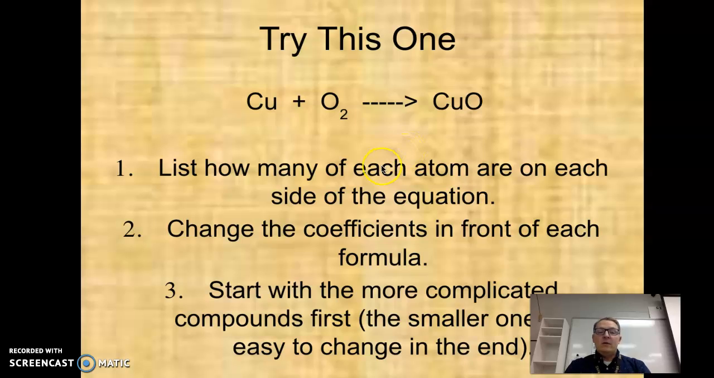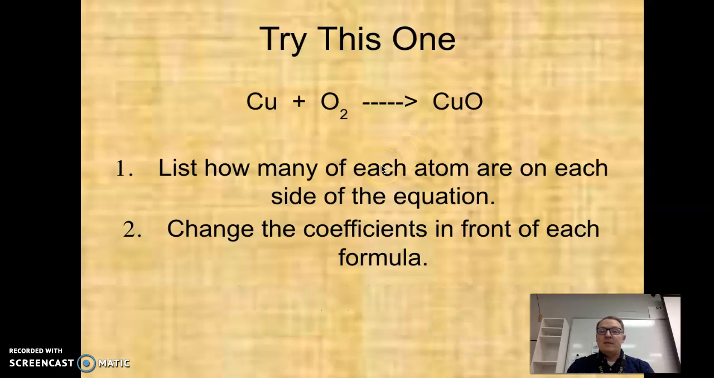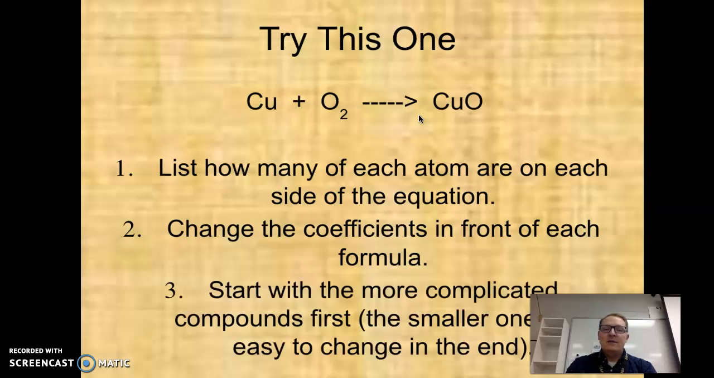And then we get to more complicated ones in just a little bit, right? But what would you change in this equation? If the coppers are okay, but the oxygens are not, we have 2 oxygen here, we need 2 oxygen over here, you can put a coefficient here, okay? I'm going to let you try this one and struggle with this one a little bit, and we'll move on to some others as a class and work through them together, okay?